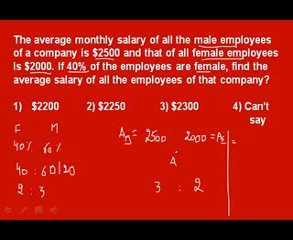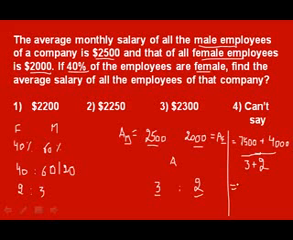So by using simple weighted average, that will be 2,500 times 3, which would be 7,500, plus 2,000 times 2, which would be $4,000, divided by 3 plus 2. That will be equal to, so 7,500 plus 4,000, that will be equal to 11,500. So that is what the total sum is.